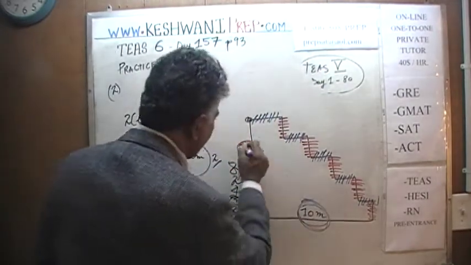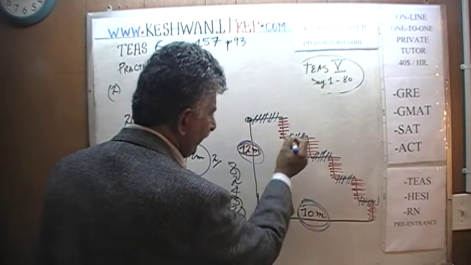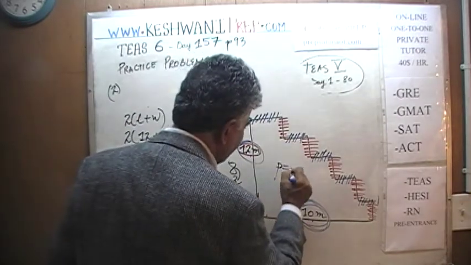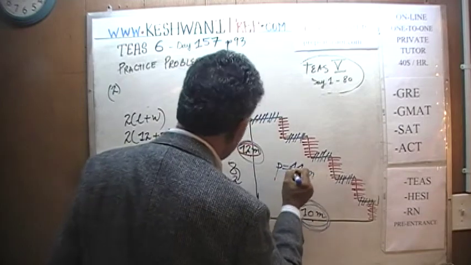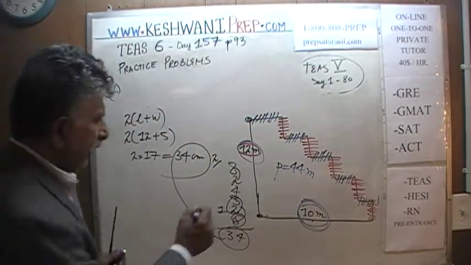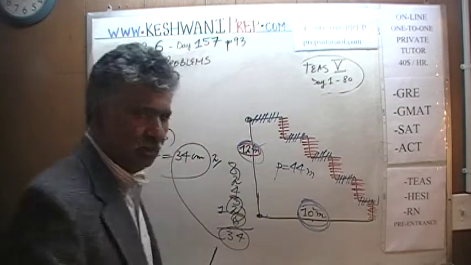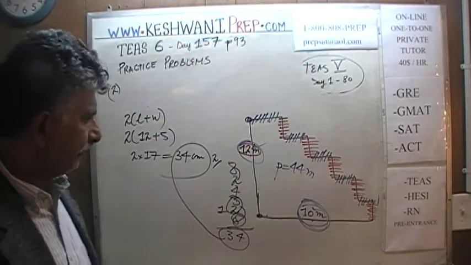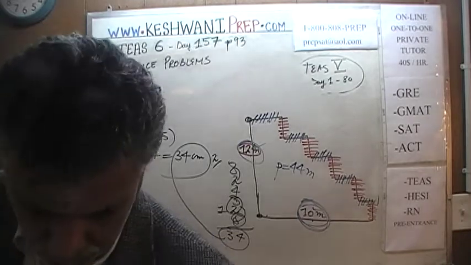10 plus 12 is 22. So we have 12 here and 12 there. So the perimeter is 44 meters. There we go. Again, 12 plus 10 is 22, and we have two lengths and two widths. So 22 times 2 is 44. That's what it is. It should take no more than 3 seconds. Do you understand?